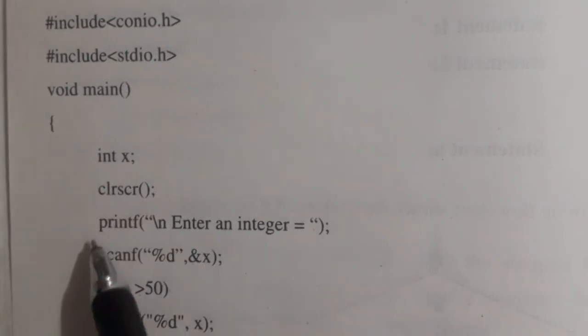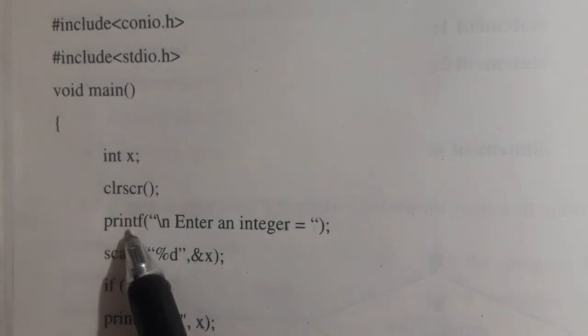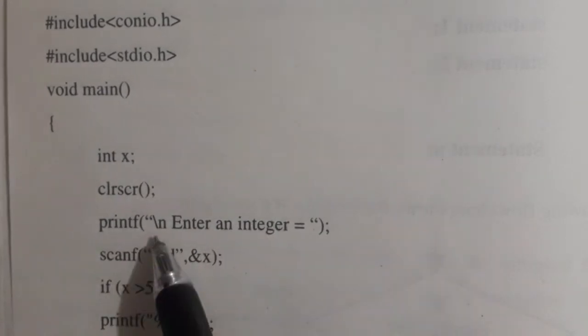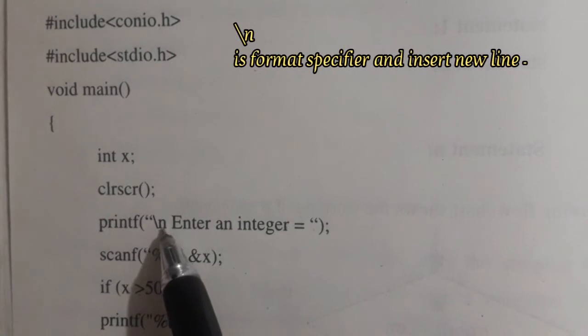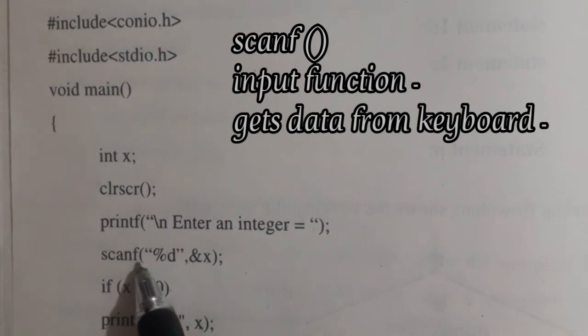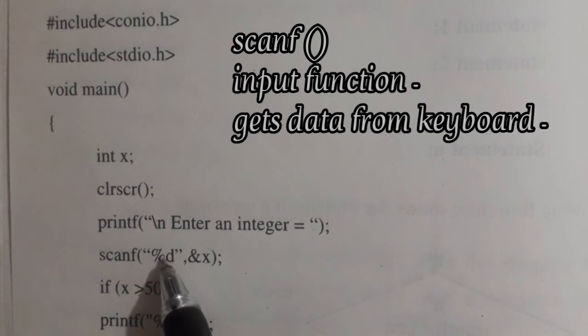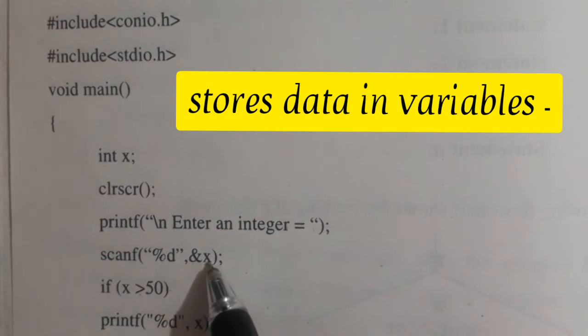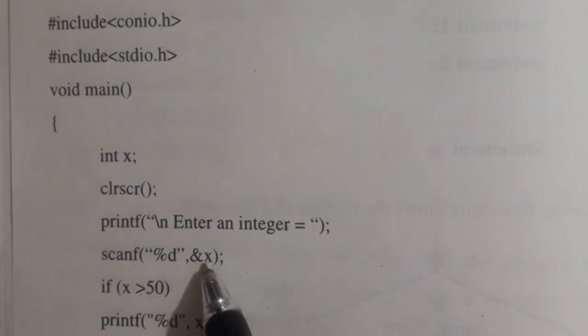Clear screen is a built-in function. Printf is an output function. It will display a message on the screen. Backslash n is a format specifier. Backslash n means insert a new line. Scanf is an input function. %d format specifier is used for integer data type. %x, the value will be stored in variable x.